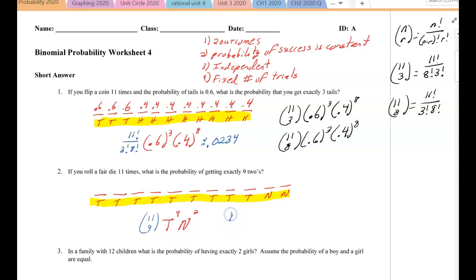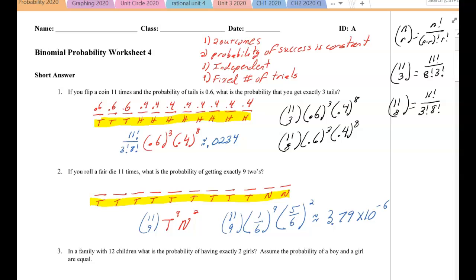And then 11 choose 9. The chance of getting a 2 is 1 out of 6. The chance of not getting a 2 is 5 out of 6. And if you type that into your calculator, you're going to get a relatively small number. This is approximately 3.79 times 10 to the negative 6.